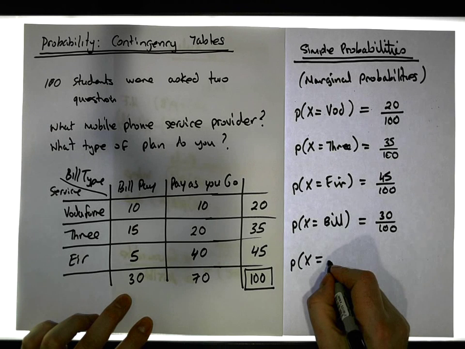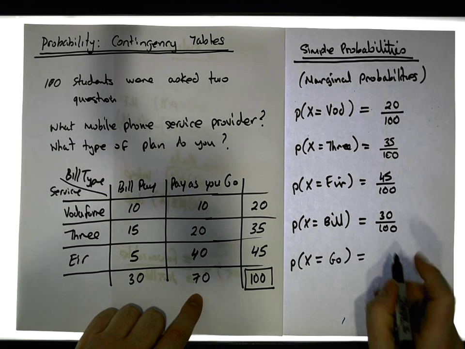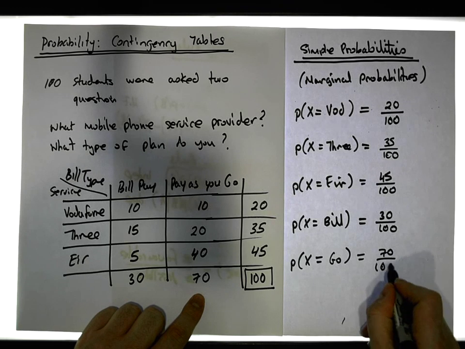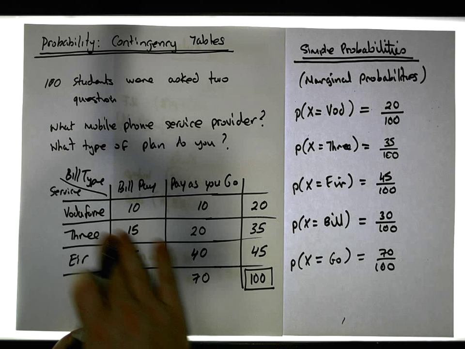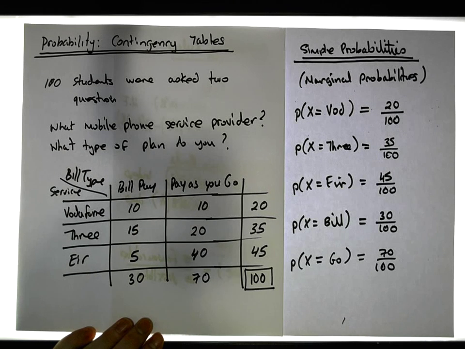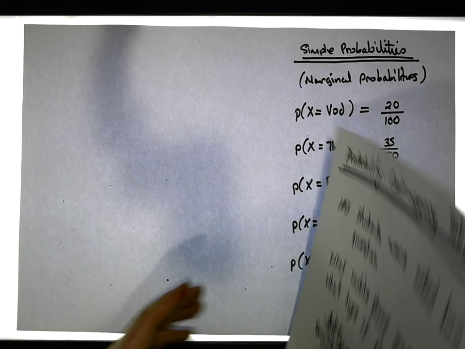Selection is a pay-as-you-go customer, we call that go, well then we have 70 over 100 also here. So they're all the possible simple probabilities that we could have calculated here in relation to this particular contingency table. So let's make things a little bit more complicated. Let's ask a different question.